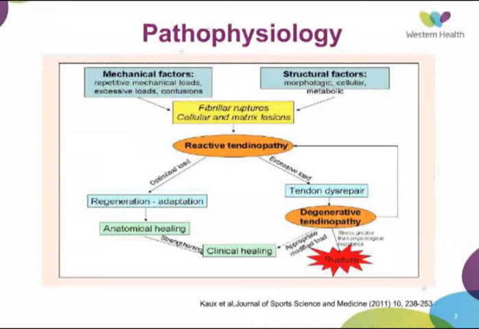Looking at the pathophysiology of these tendinopathies or gluteal tendinopathy, there are different factors that are present. We have intrinsic factors and extrinsic factors. There are some structural factors like the morphology or the metabolic reasons, also the extrinsic factors like excessive load or repetitive trauma or contusion, which cause rupture of the fibrils and damage to cells. And the next step is patients will get a reactive tendinopathy, that's an inflammation in the tendon.